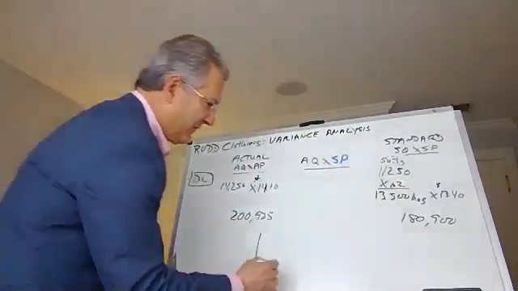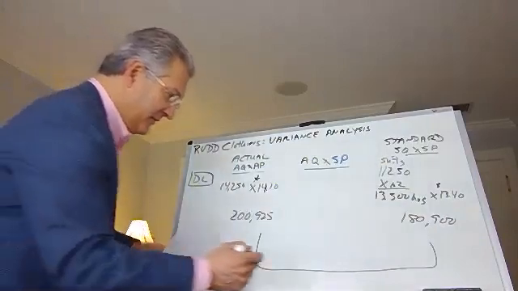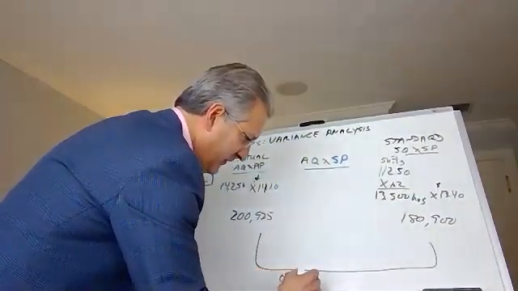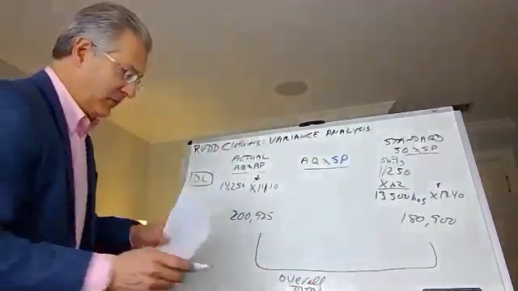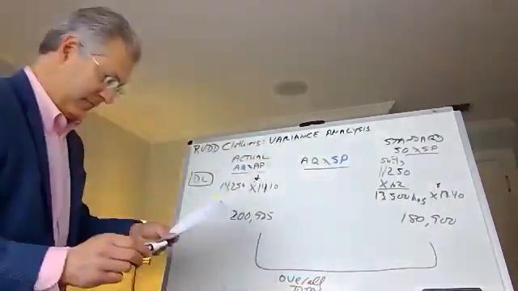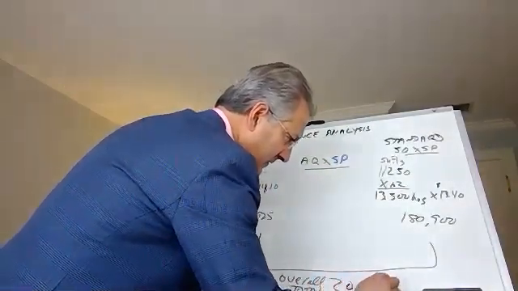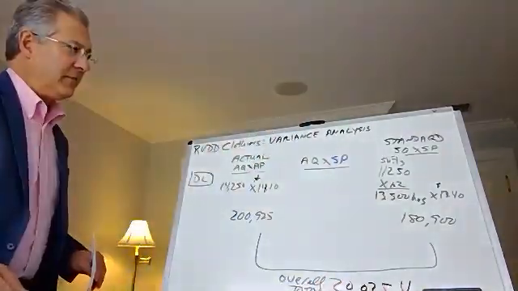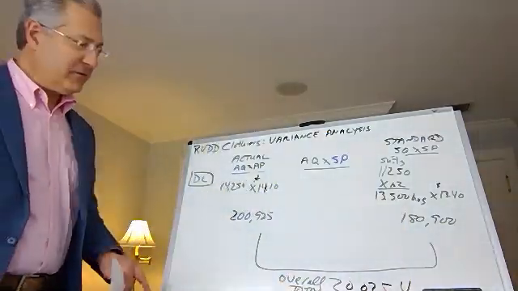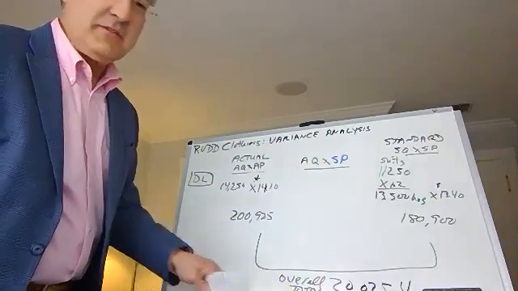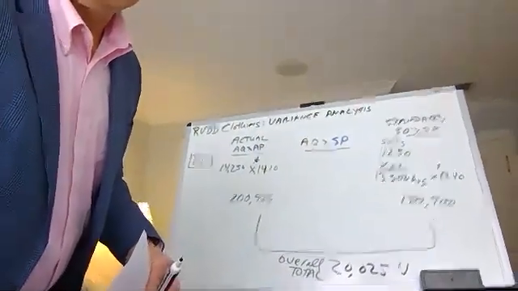They have an overall variance here. As you can well imagine, unfavorable. This is the overall or total variance of $20,025 unfavorable. They should have spent $180,000. They actually spent $200,000. They spent $20,000 too much. Adjust that a little bit.